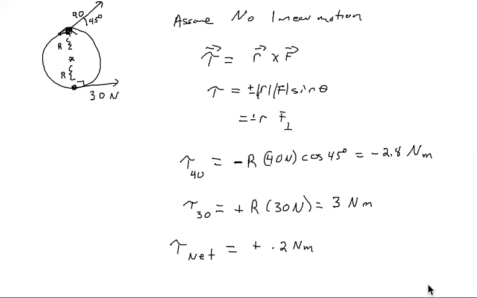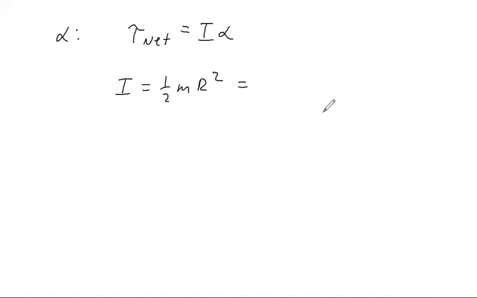But to find alpha, I have to remember that net torque equals I times alpha. And this is a solid disk, so I equals 1/2 the mass times r squared. And the mass I said was 1 kilogram. So this is just going to be 0.5 times 0.1 squared equals 0.005 kilogram meters squared.